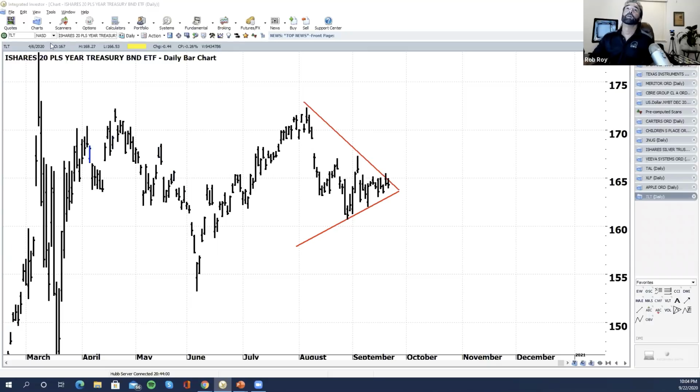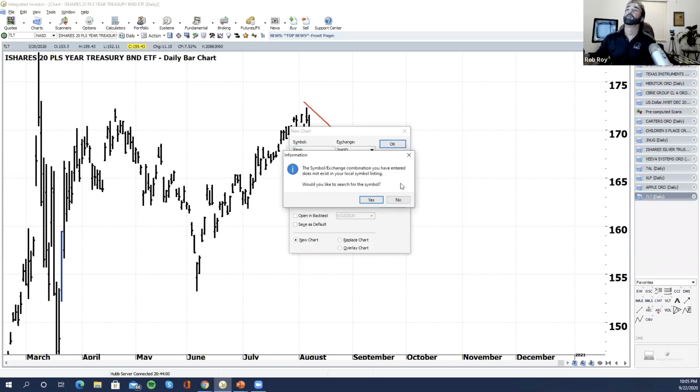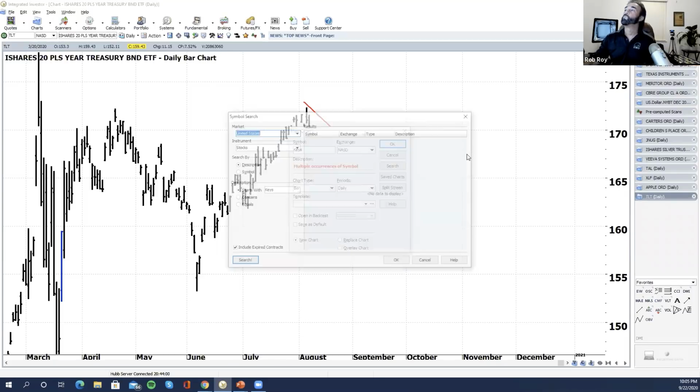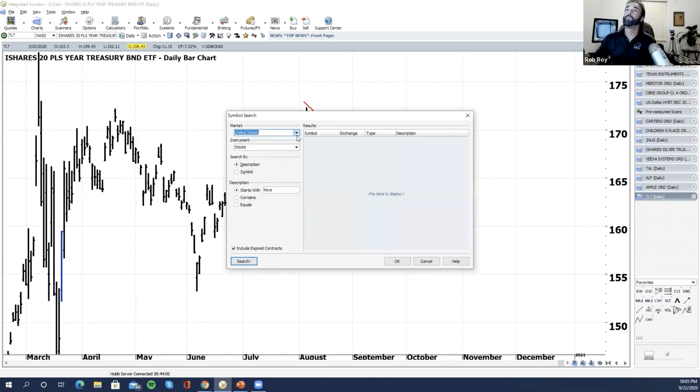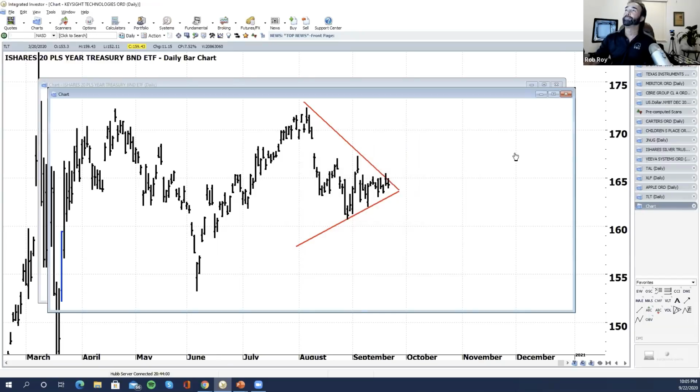Keys. Yeah, we just looked at GLD, so KEYS. Is that the stock symbol? KEYS. Trades on New York. Four-letter symbol.